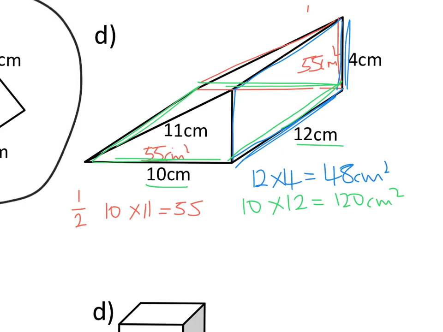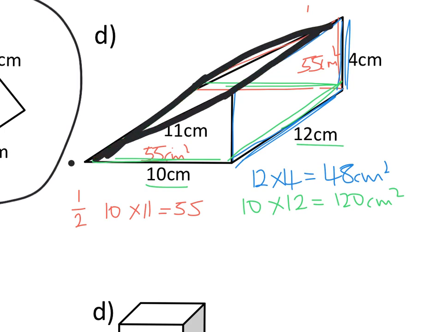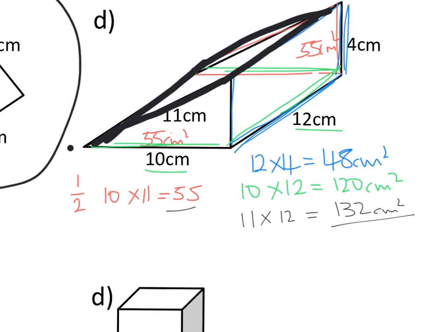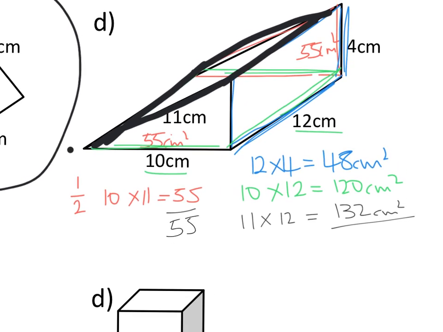And then we've also got the entire front face, and I'm just going to do that in black. So that is this bit here. So that is 11 times 12. That's 132 centimetres squared. So we've got our 55s, of which there's 2 of them. We've got our 48, our 120, and our 132. And all we have to do is add them up, okay? And whatever they add up to is the surface area of your triangular prism, okay?